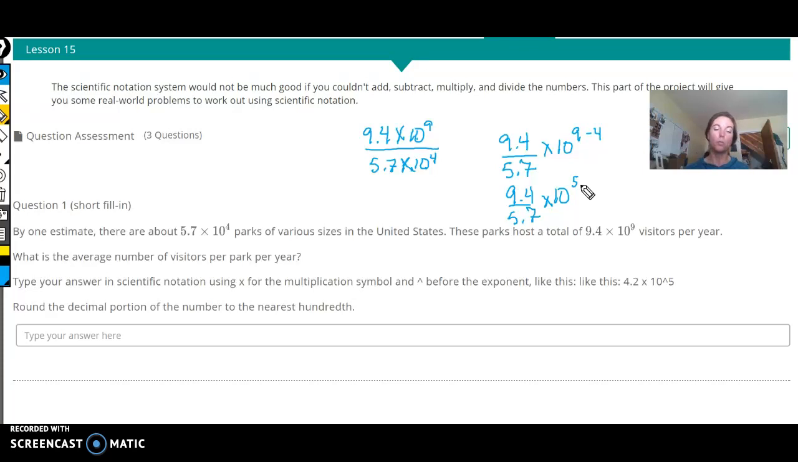Okay, so I was right. It was 1.6491, and it goes on for a while. So I'm going to round that to 1.65. Let's see. Do they say round the decimal to the nearest hundredth? Yes. Okay, so that will work. That often is something students miss, but that direction is right there. So this is 1.65 times 10 to the 5th power. Okay, let me rewrite that so it's really clear.